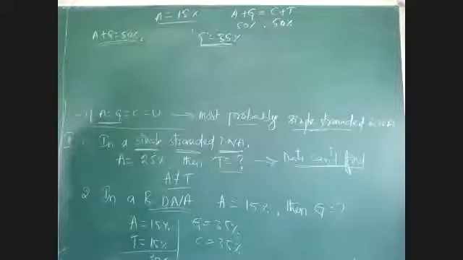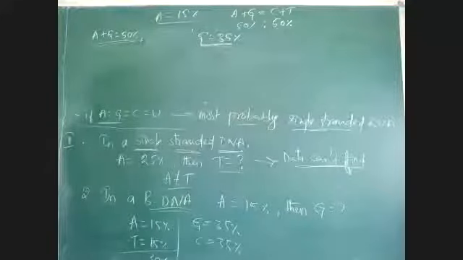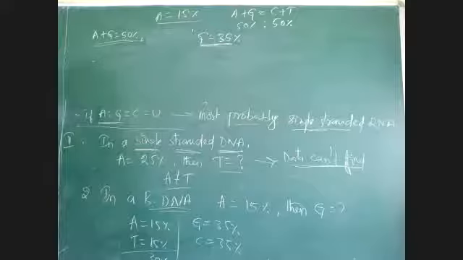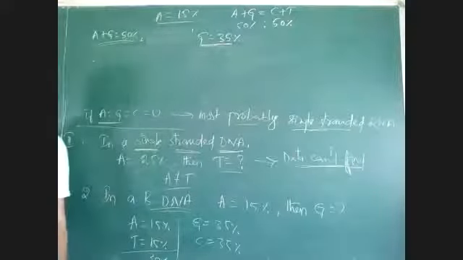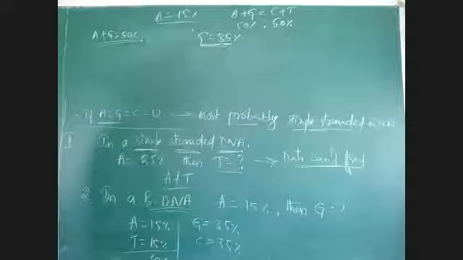Yes, sir. In all types of DNA, purine is equal to pyrimidine. Yes, in all double-stranded DNAs. Double-stranded DNAs means A DNA, B DNA, D DNA, C DNA, Z DNA. In all types of DNAs, A is equal to T, G is equal to C, and A plus G is equal to C plus T.